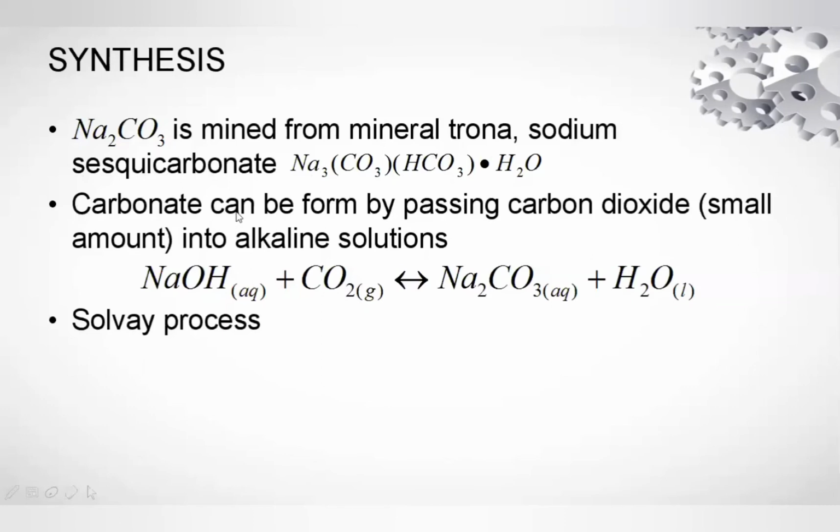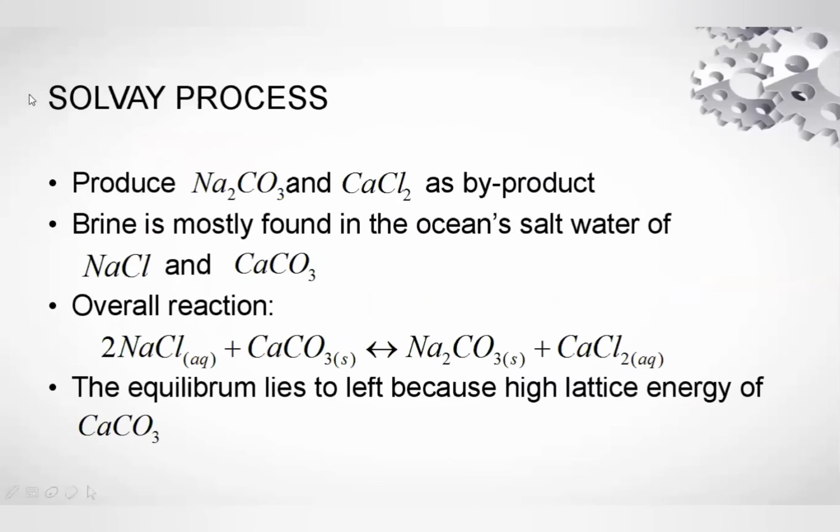Second, carbonates can be formed by passing a small amount of carbon dioxide into an alkaline solution. For example, here sodium hydroxide will react with a small amount of carbon dioxide to form sodium carbonate and water. Third is the Solvay process. The Solvay process is a process to form sodium carbonate. It will produce sodium carbonate and also calcium chloride as a byproduct.